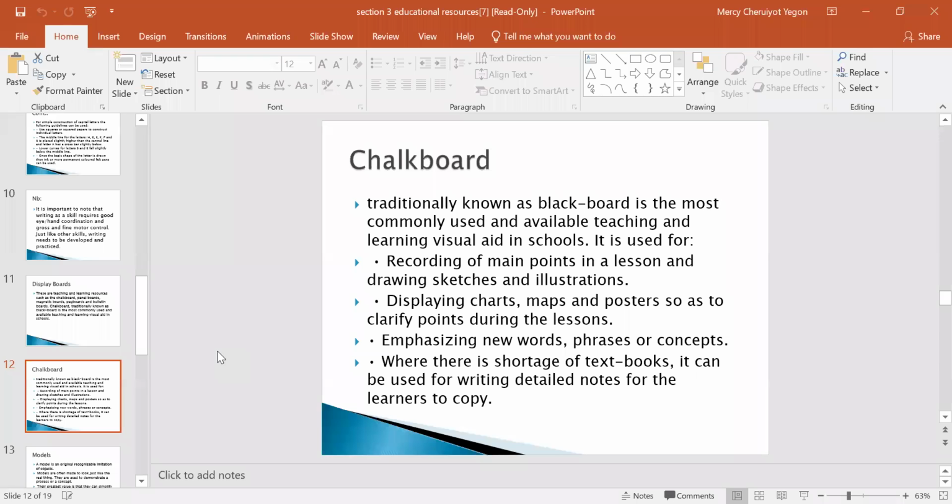In our school where we have totally blind children, do you need a chalkboard? I'm asking people to think. They'll answer me at the end of this lesson. Okay. So it is actually used to record main points in a lesson.